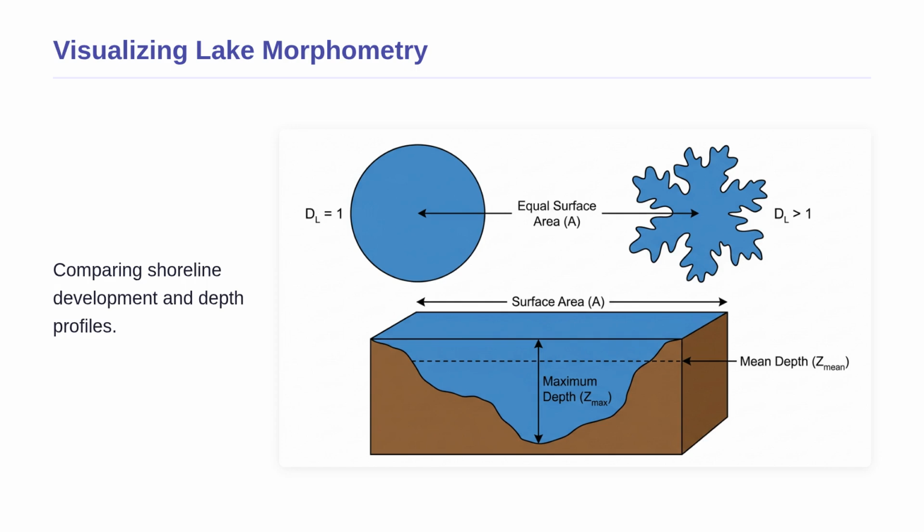This brings us to a visual summary of these concepts. On the screen, you are looking at 2 distinct diagrams. At the top, we have a top-down view comparing 2 lakes with the exact same surface area. The blue circle on the left has an index of exactly 1, showing the minimum possible shoreline. The jagged, snowflake-like shape on the right has an index much greater than 1, highlighting the massive increase in edge habitat.